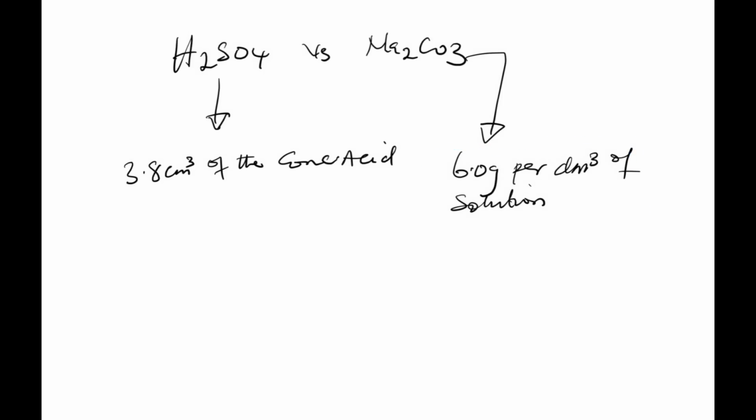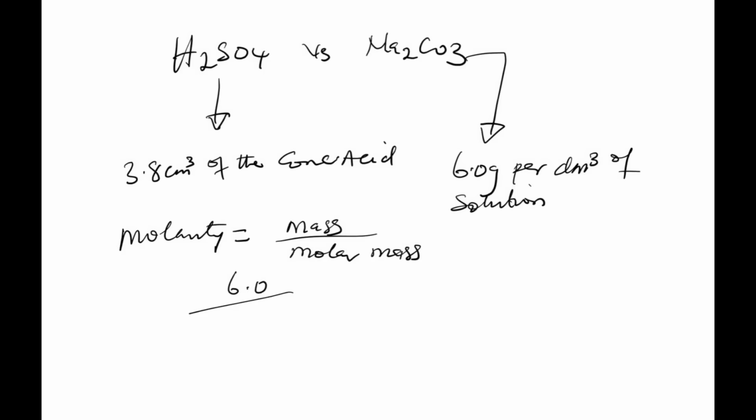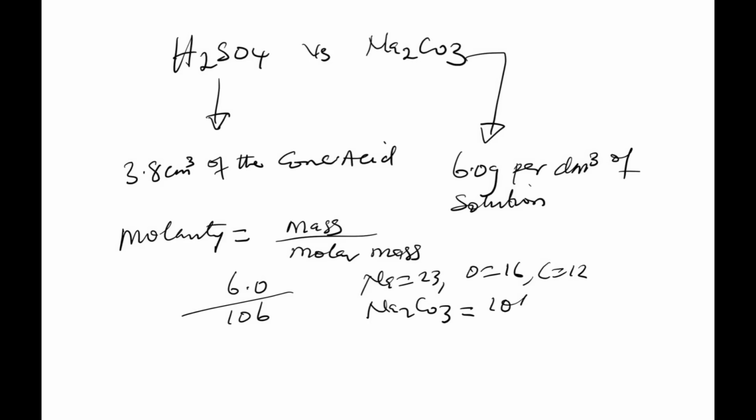So to convert to molarity, the molarity is equal to the mass given over the molar mass, of course. So the mass is 6.0. The molar mass of sodium trioxocarbonate IV is 106, because sodium is 23, oxygen is 16, and carbon is 12. So if you calculate Na2CO3, as we all know, it is going to give us 106. So 6.0 divided by 106, let me check my calculator.